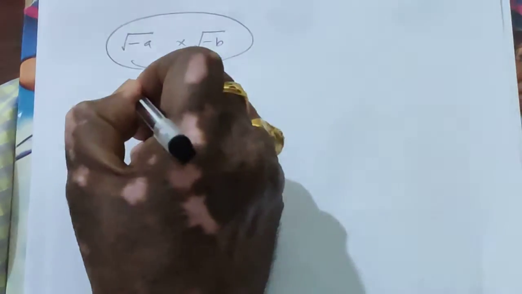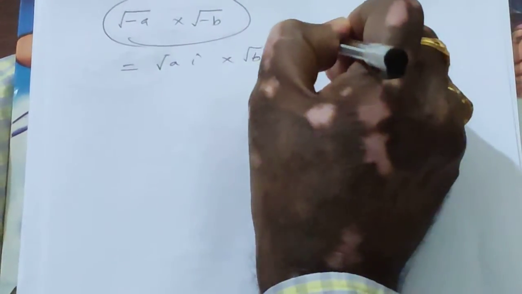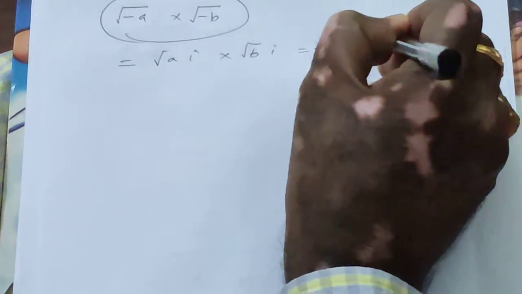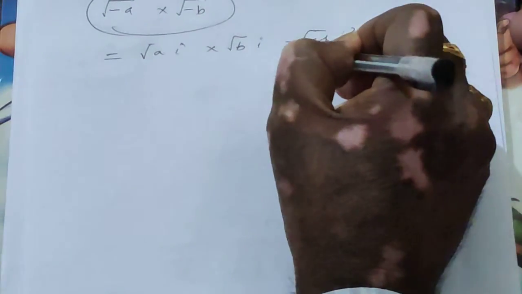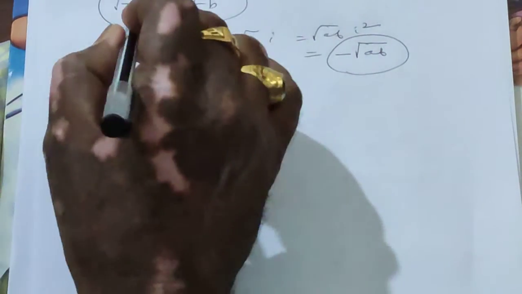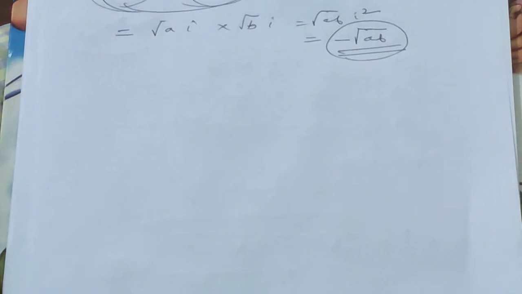Now evaluate root over of minus a into root over of minus b. We can write root a i into root b i equals root over of ab i square. The value of i square equals minus 1, so root over of minus ab. Root over of minus a into root over of minus b equals root over of minus ab.